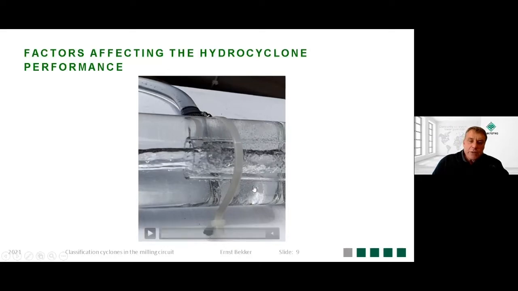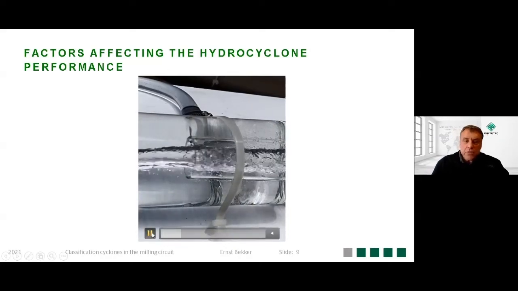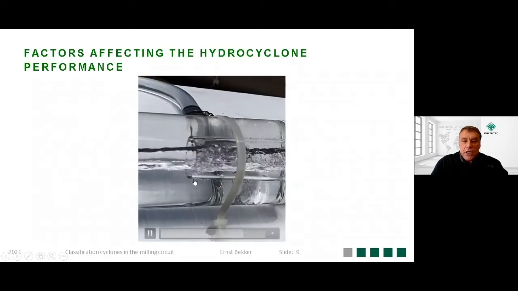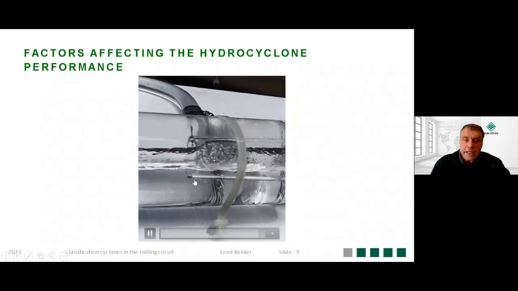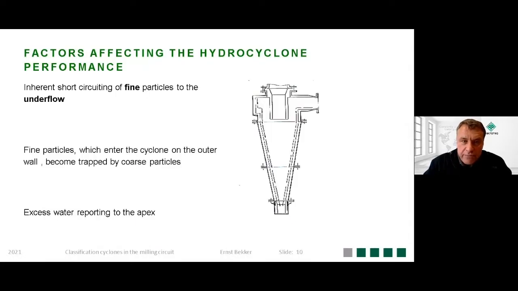In case you do not believe me, just have a look at this video. Air core, vortex finder, and the air bubbles are giving you an indication of the flow patterns that are present next to the vortex finder. Then we've got fine material that's getting short-circuited to the underflow.